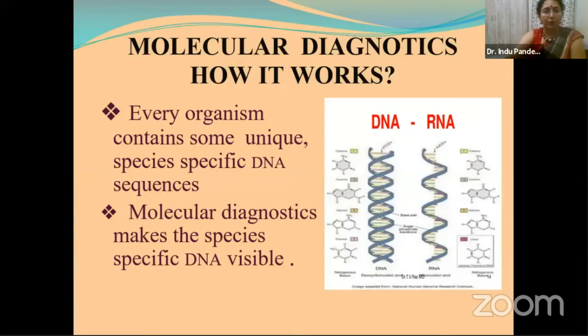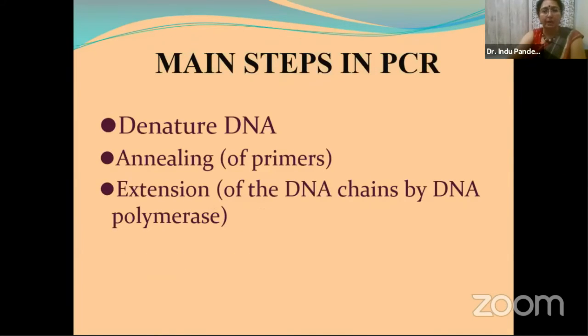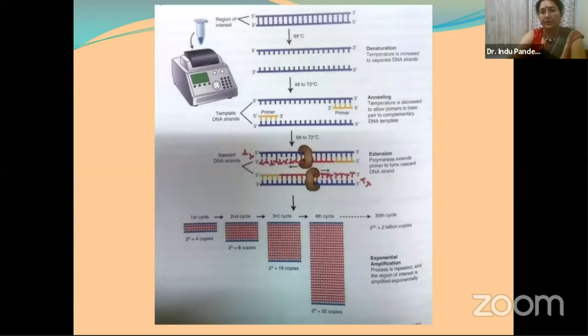As we all know, every organism contains some unique species-specific DNA, and what PCR does is that it makes them visible. The main steps involved in PCR: first is the denaturation of the DNA, wherein the double helix of the DNA is broken down, and then the complementary chain, the primers, are introduced. Once the coupling between the primer and the DNA template occurs, then extension of the chain by DNA polymerase enzyme takes place.